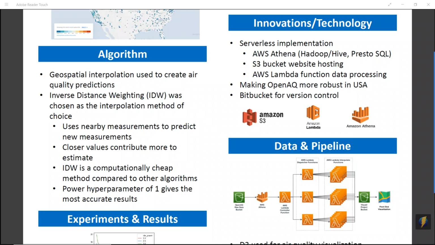Implementation and technology. We use several technologies discussed in the class: Amazon Web Services, Hadoop, Hive, and S3. We also use some other technologies such as Athena and AWS Lambda functions. Bitbucket hosted our Git repository.